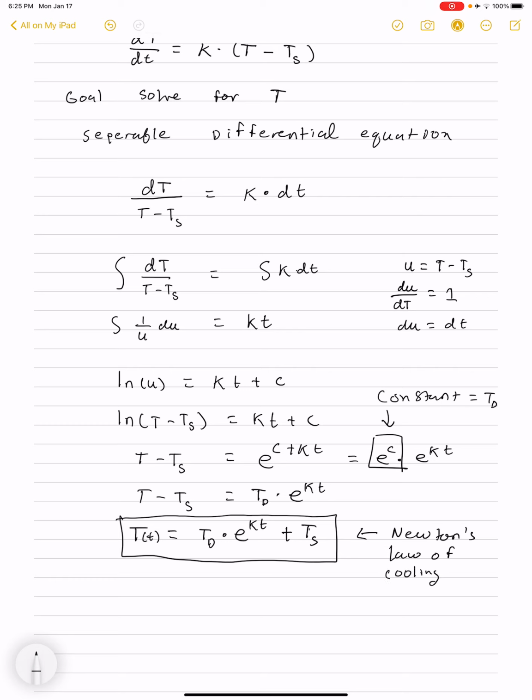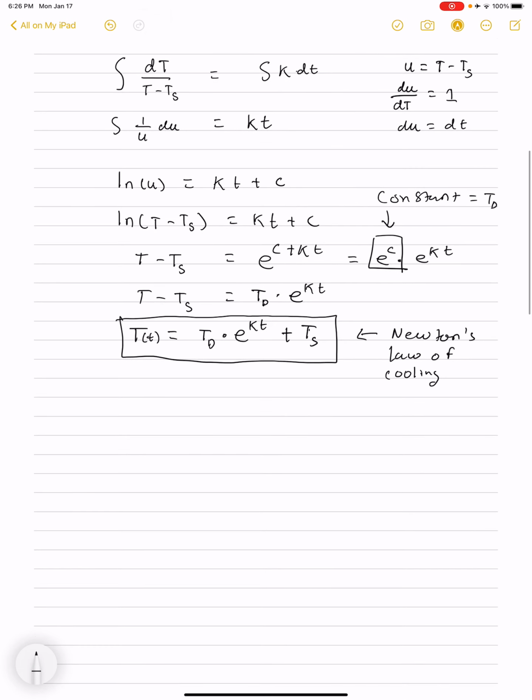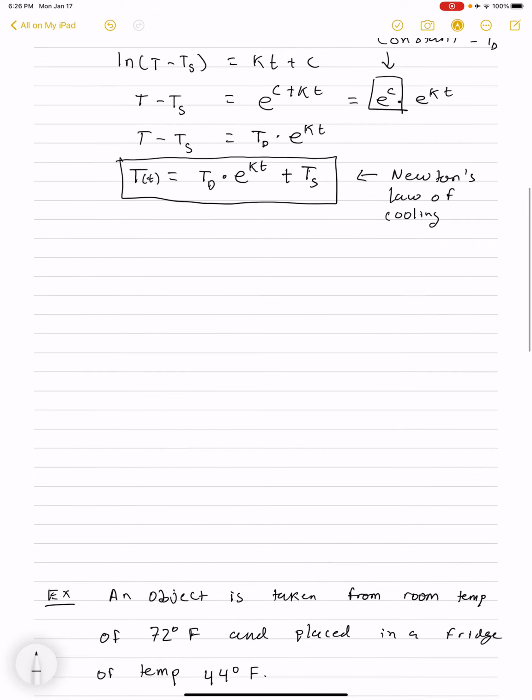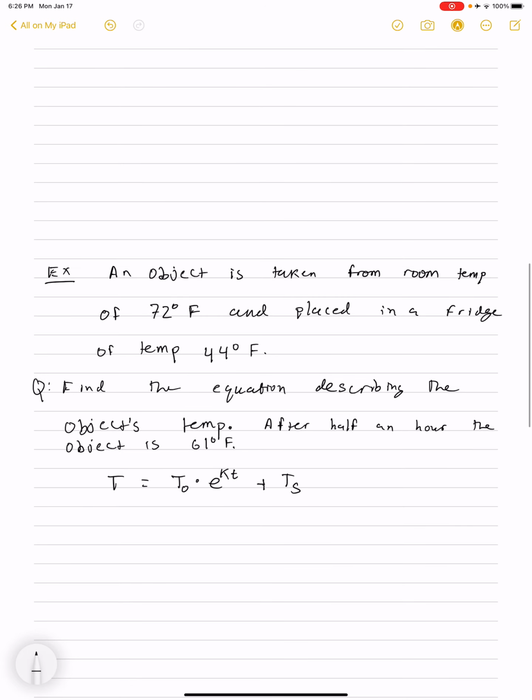Notice we need to figure out T sub d, T sub s, and k, the cooling constant of proportionality. Okay, so let's take a little example. We're going to use this equation here. Suppose we have an object that is taken from room temperature of 72 degrees and placed into a fridge of 44 degrees. Our goal is to find the equation describing the object's temperature. We also know half an hour after the object is placed in the fridge that its temperature is 61 degrees Fahrenheit.